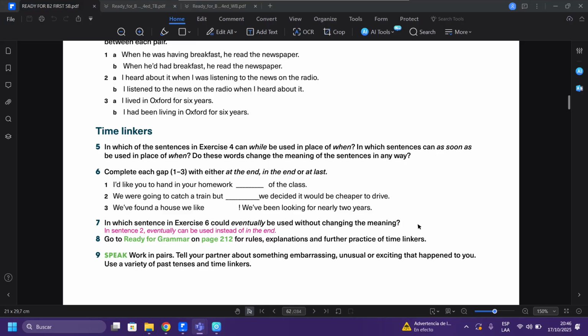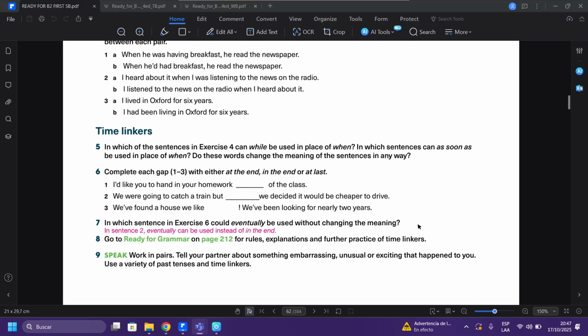Okay. So we have here three sentences, as you can see here. The first one says, I would like you to hand in your homework at the end or in the end of the class. What do you think? At the end of the class. Yes, it's a period of time, at the end of the class.